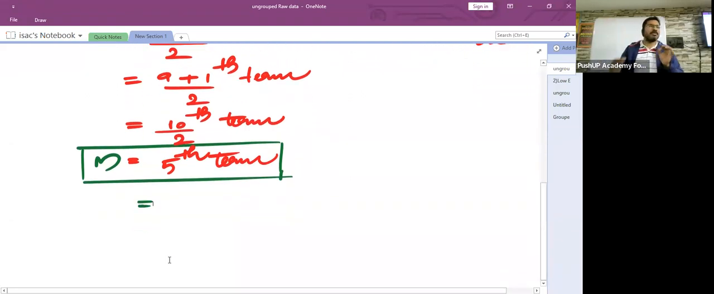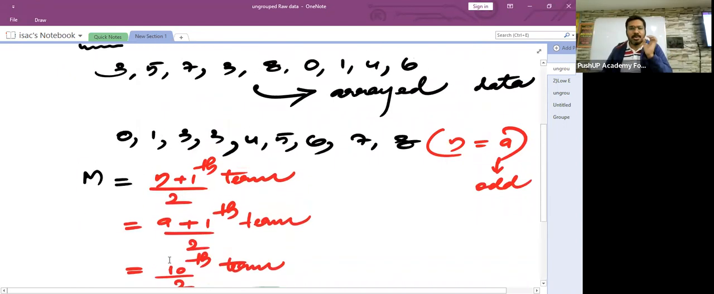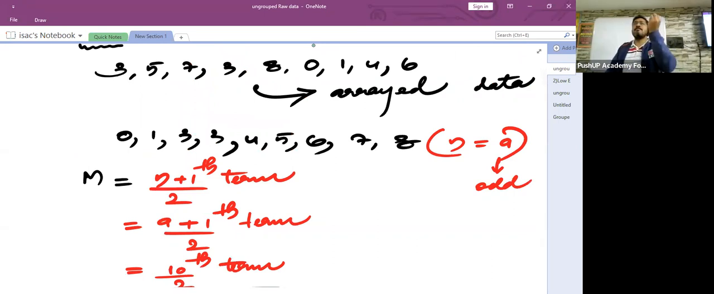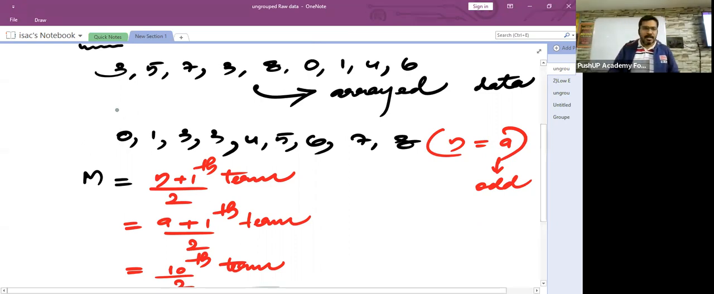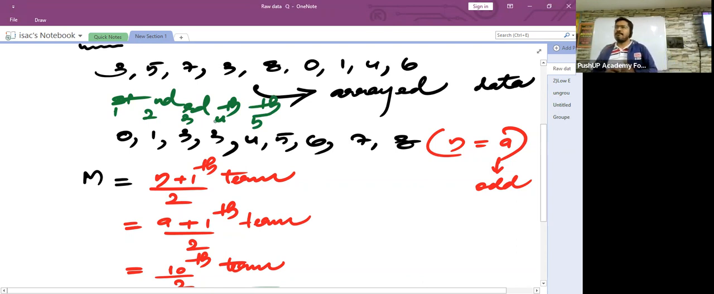Once I teach you this small part, you will understand what I was explaining. The median value is equal to the 5th term. I want you all to go to these observations, which are 0, 1, 3, 3, 4, 5, 6, 7, 8, and tell me exactly which is that observation which comes in the 5th position. The number 4, isn't it? 0 comes in the first position, 1 comes in the second position, 3 comes in the third position, again 3 comes in the fourth position, and the number 4 comes in the fifth position, isn't it?